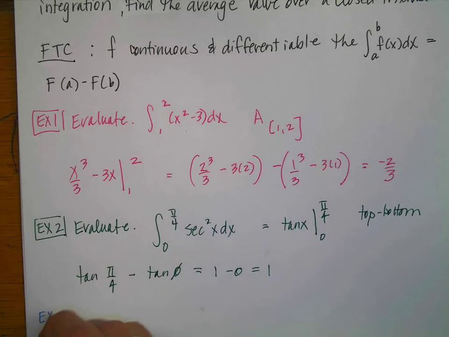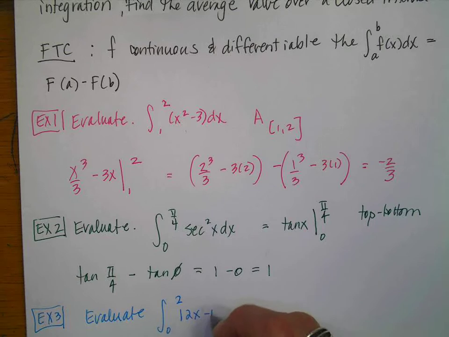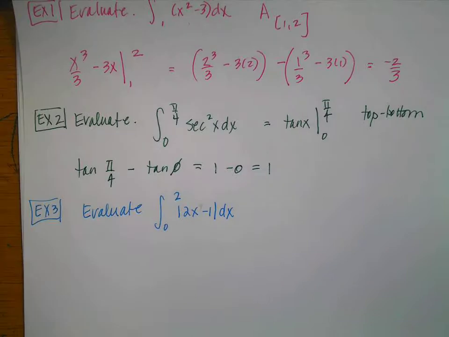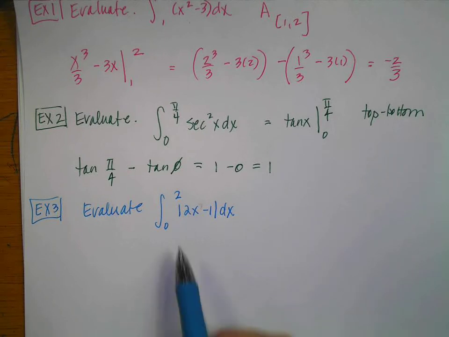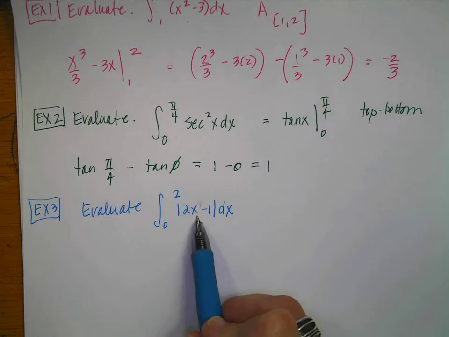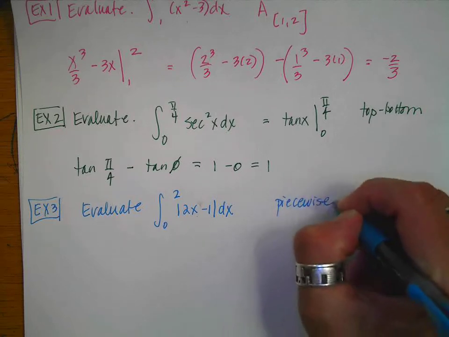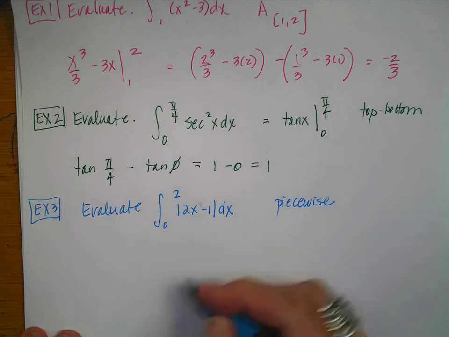Example number 3, I think we can squeeze it down here on the bottom, says evaluate the integral from 0 to 2 of the absolute value of 2x minus 1 dx. The reason that I included this is because remember that the Fundamental Theorem of Calculus says that this function has to be differentiable. But this is an absolute value, so technically it's a piecewise, and I really can't take the derivative, but I can still calculate the area under the curve.